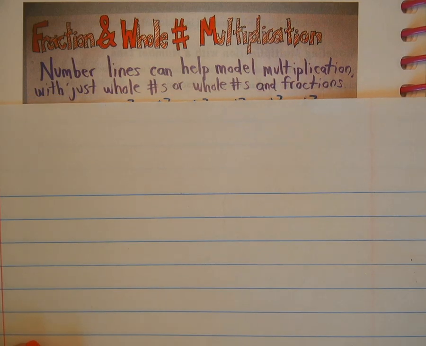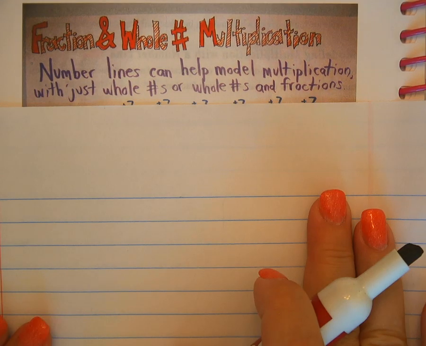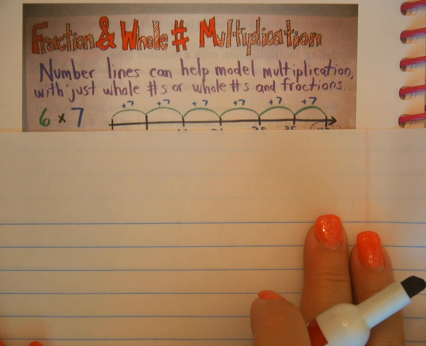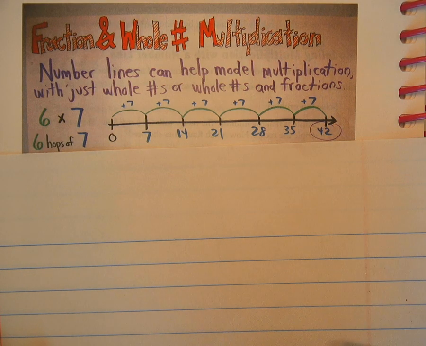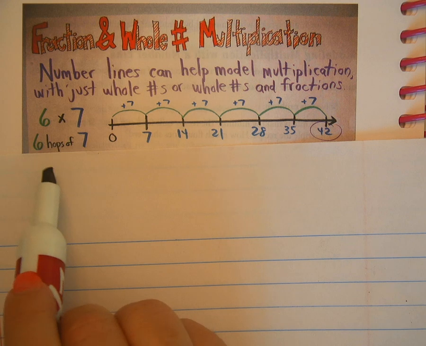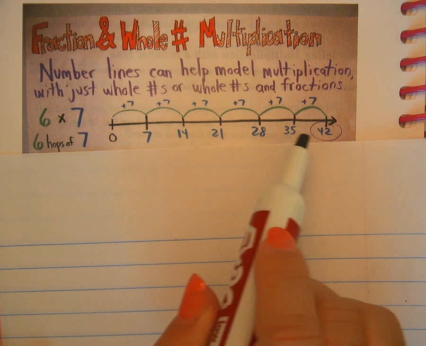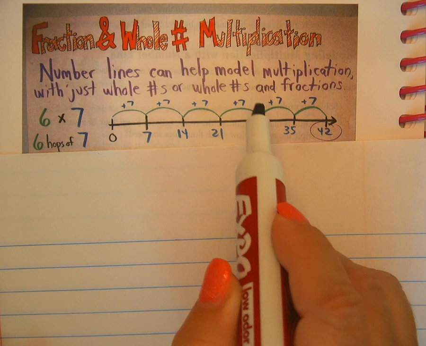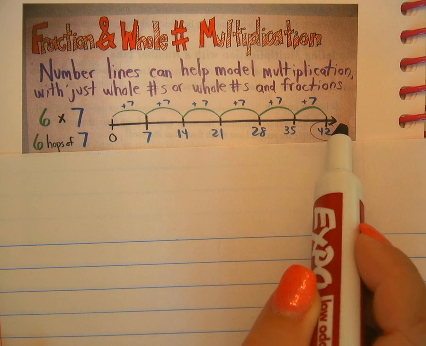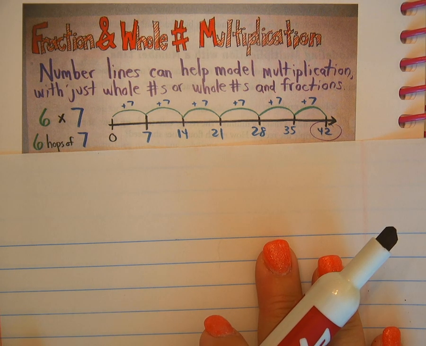So number lines can help model multiplication with just the whole numbers and the whole numbers of the fractions. So here is an example of 6 times 7, whole times whole. 6 times 7, you have 6 hops of 7. So you're skip counting by 7 6 times. You get 42.